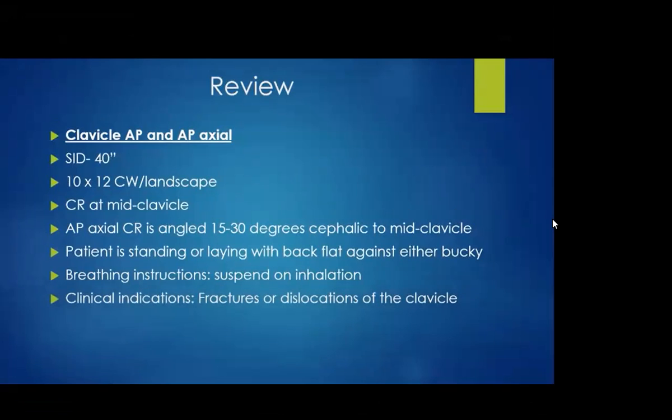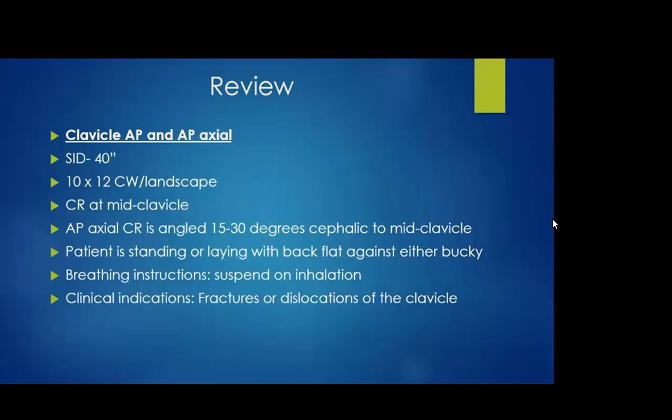The AP axial view is going to have a central ray angle of 15 to 30 degrees cephalic, still centered at mid clavicle. Take note in your book as to why there's a range of 15 to 30, depending on body habitus, and note what you would use for each body habitus when you're making your matrix.